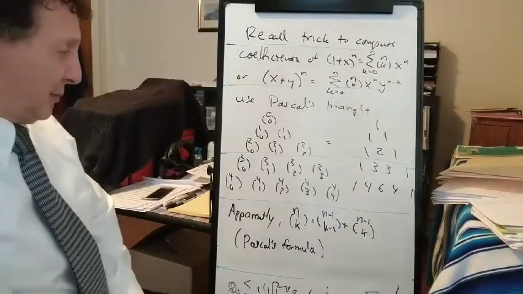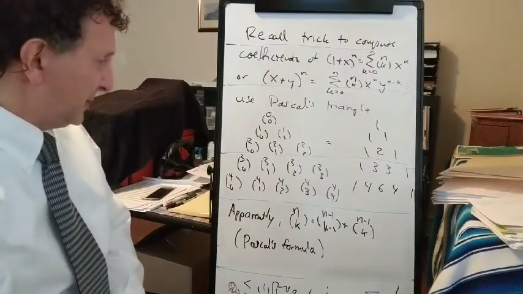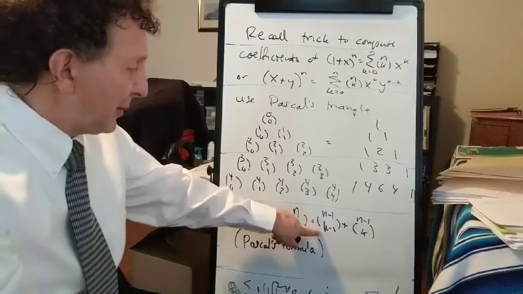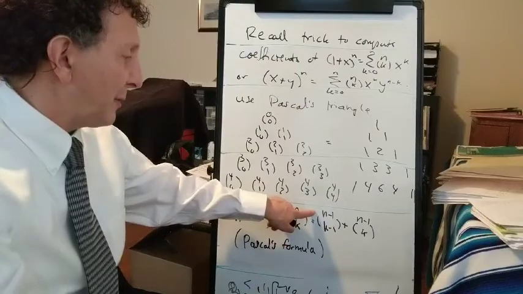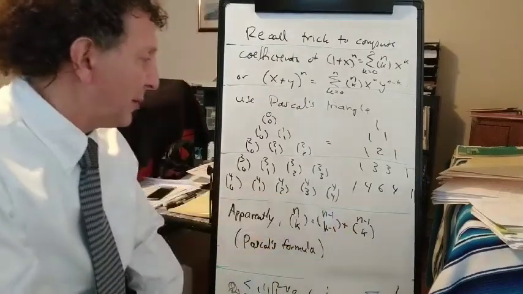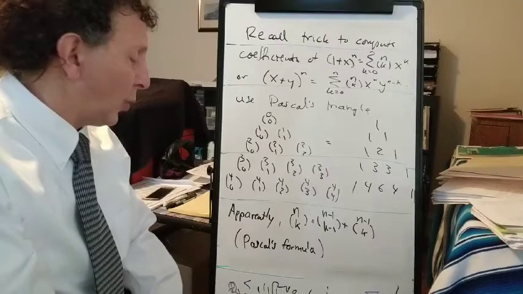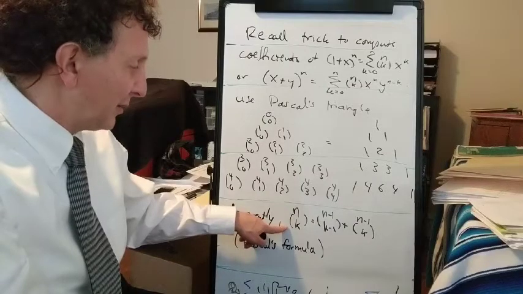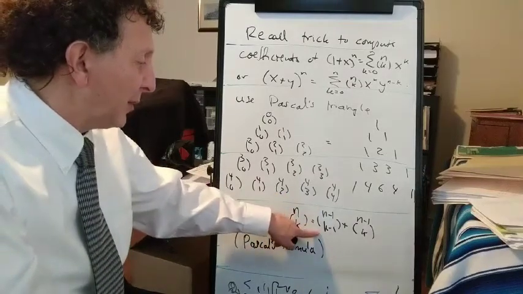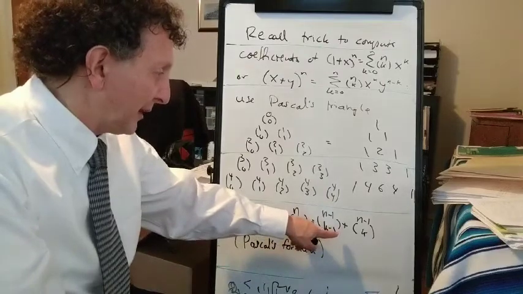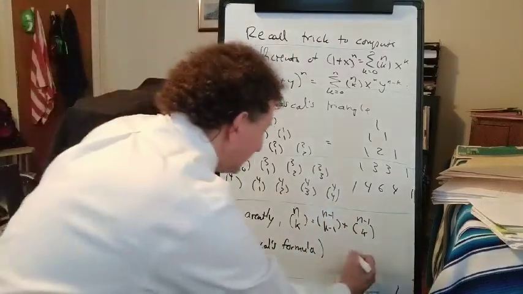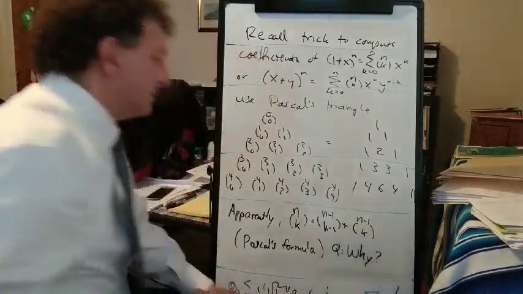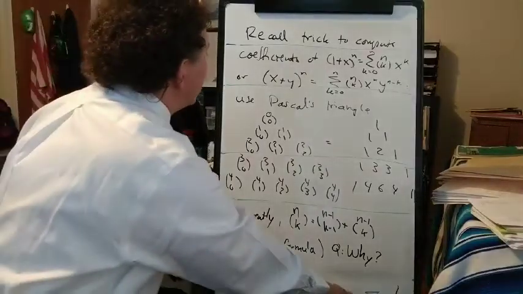And once we see this, it's natural to ask, why is this true? Why should the number of k element subsets of 1 through n be equal to the number of k minus 1 element subsets of 1 through n minus 1 plus the number of k element subsets of 1 through n minus 1? Or why should the number of binary words of length n having k ones be equal to the number of binary words of length n minus 1 having k minus 1 ones plus the number of binary words of length n minus 1 having k ones? So let's see why this works.